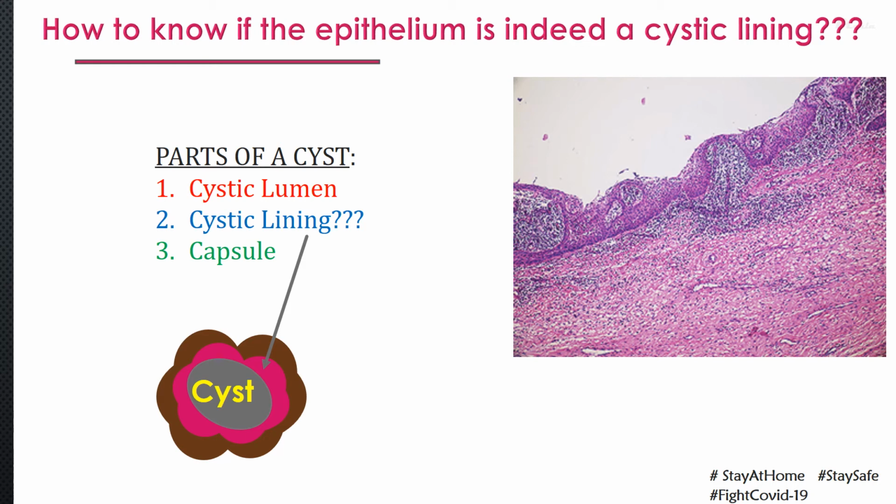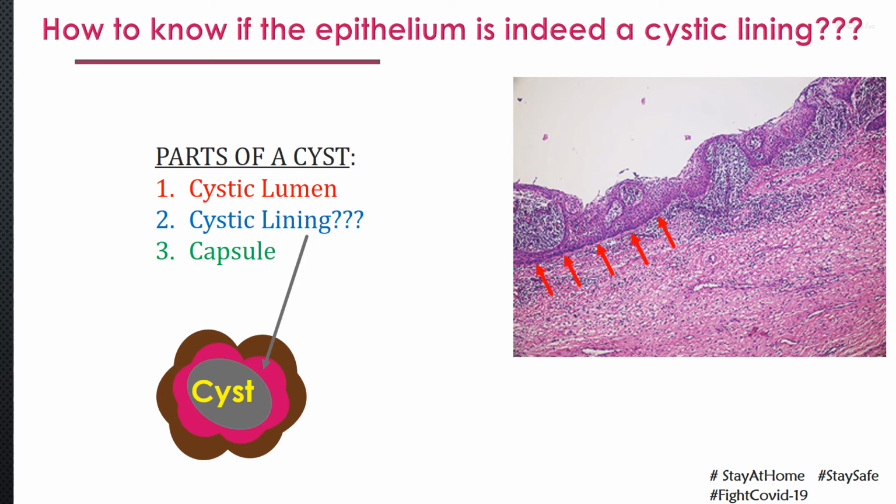Here you can see a photomicrograph of a lesion. Here is the cystic lumen, the lining, and a connective tissue capsule. But how do we know that this is in fact a cystic lumen and a cystic lining? If you note here, the epithelium is almost flattened and does not show any marked rete ridges. This is a characteristic feature of a cystic lining. The epithelium-connective tissue interface in a cystic lining is always flattened. However, a regular epithelium will show well-formed rete ridges which may vary from location to location.